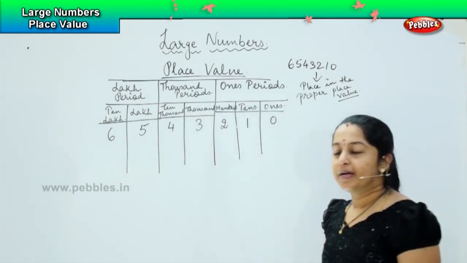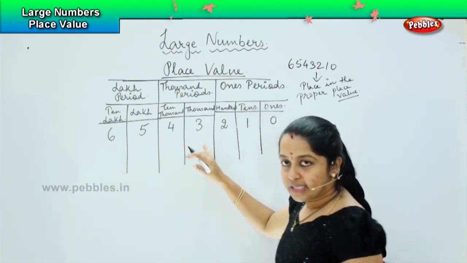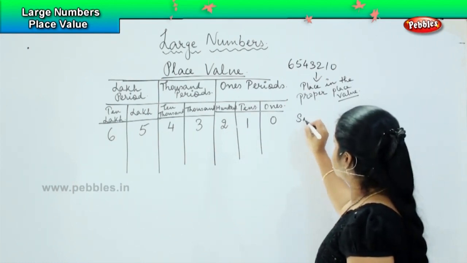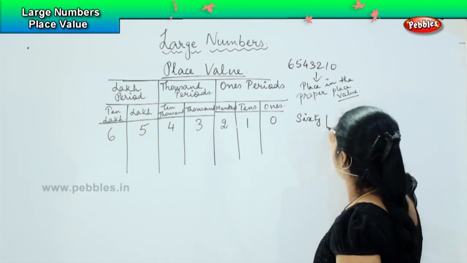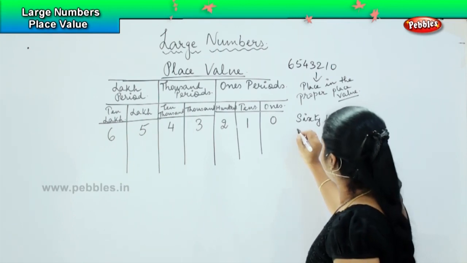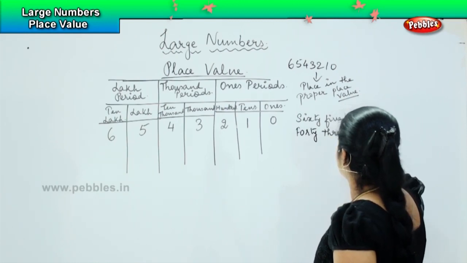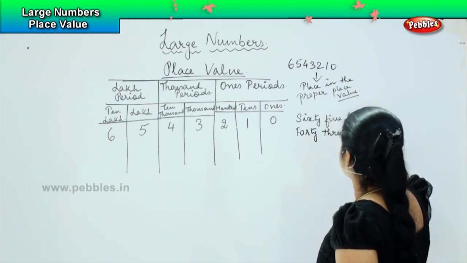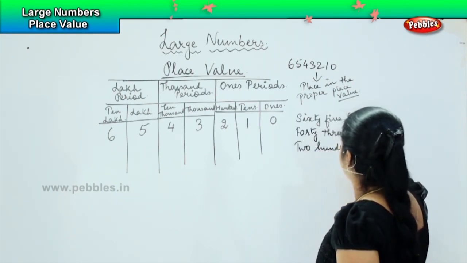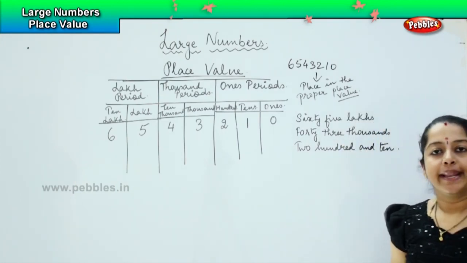So how will you read this number? This number will be read as 65 lakhs 43,210. How will you write it? You will write it as 65 lakhs 43,210. So this will be your number value.